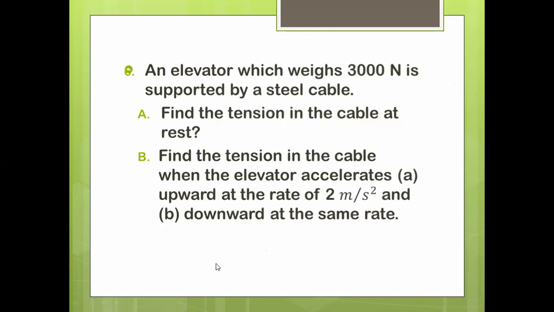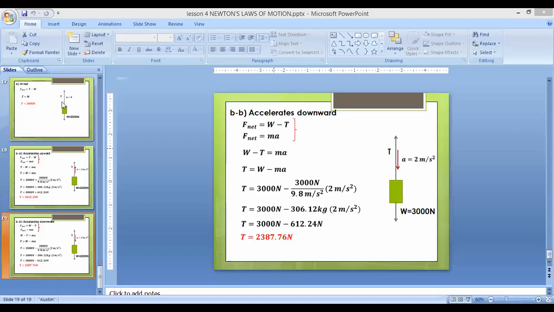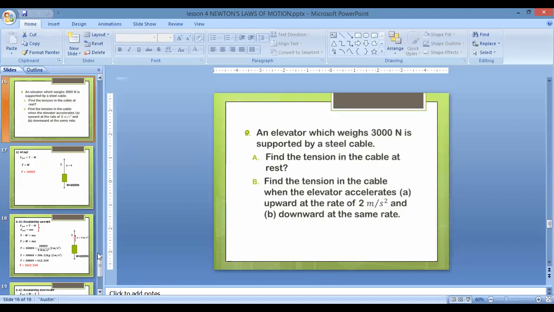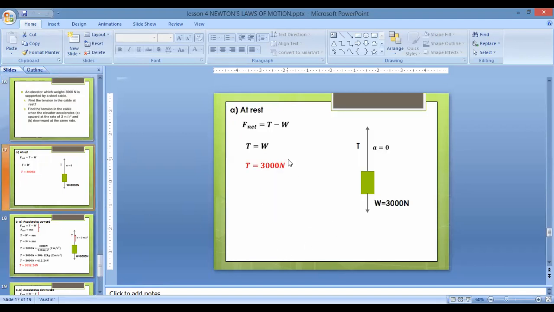Okay, I think you can try this one. So for our last number, again, our solution. For the elevator problem: how much is the tension on the cable when it is at rest? Then the tension must be equal to the weight. There's no acceleration. So the tension and the weight are simply equal to one another.